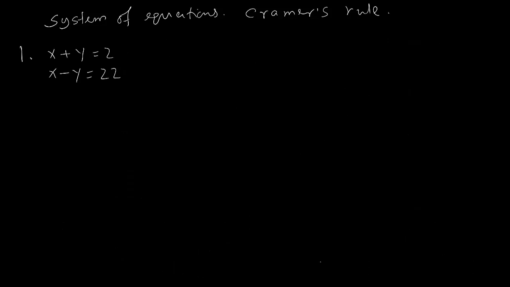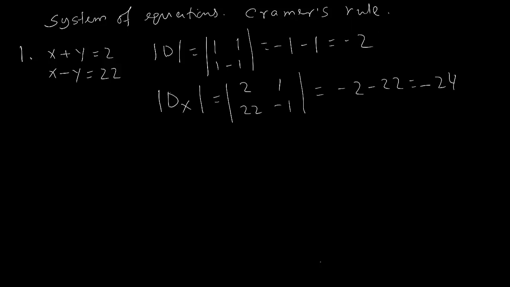Let me take an example. I'm writing x plus y equals 2 and x minus y equals 22. So first we see what is our determinant d. This one will be 1, 1, 1, negative 1. And this gives you negative 1 minus 1, which is negative 2.